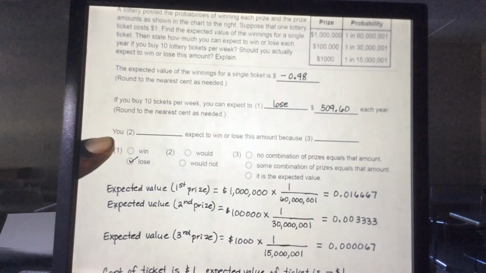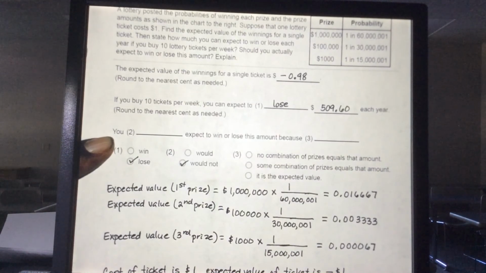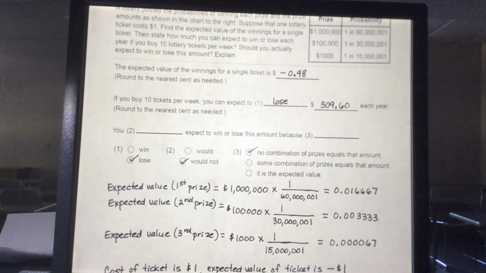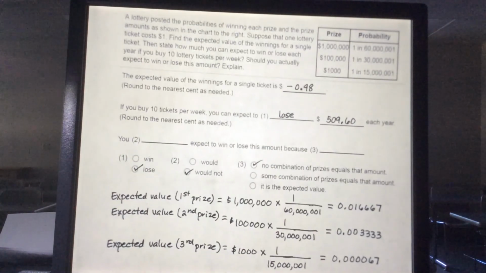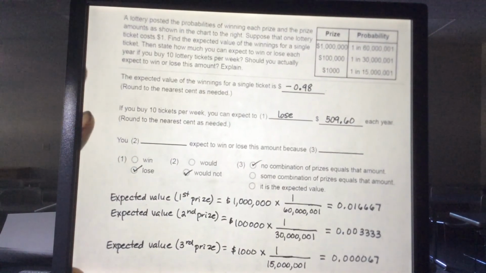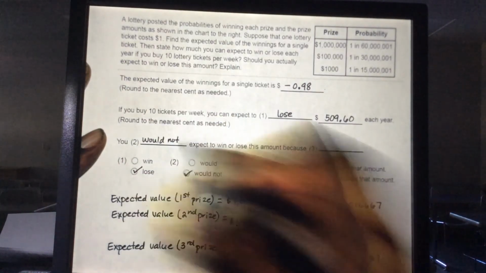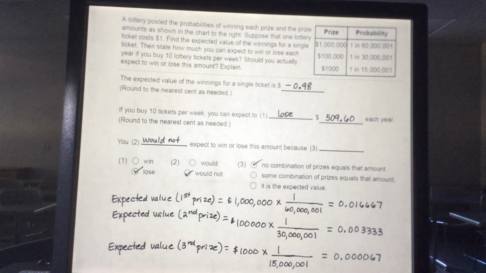Now, would or would not you expect to win or lose this amount? Here we would not. And that's because there's no combination of prizes that equal that amount. So that's very important there. So we would not expect to win or lose that amount because no combination of prizes equal that amount. Okay. So this will complete that video on the law of large numbers.